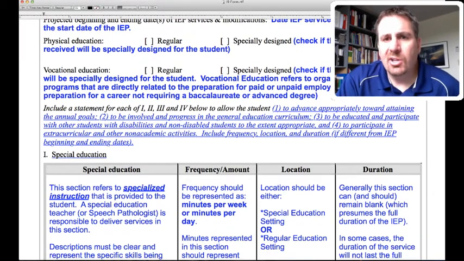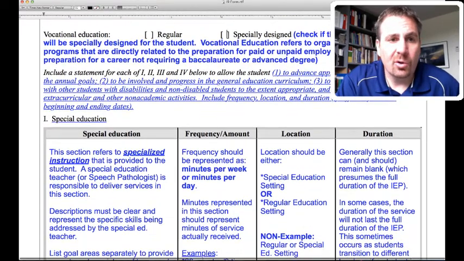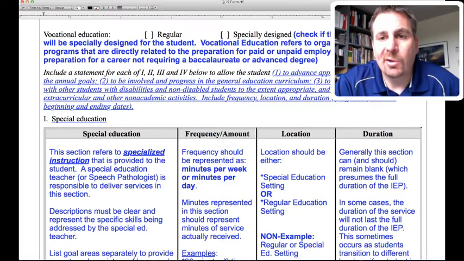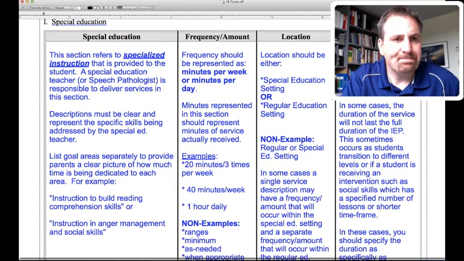In terms of vocational education, there tends to be questions about this, and so I just put the definition from DPI in there, which is vocational education refers to organized educational programs that are directly related to the preparation for paid or unpaid employment or for additional preparation for a career not requiring a baccalaureate or advanced degree. So if you're going to be providing special education services specific to vocational education, you would click on the specially designed and go from there.